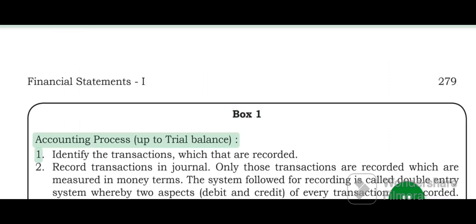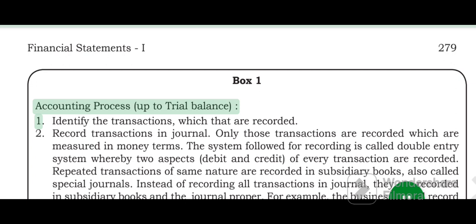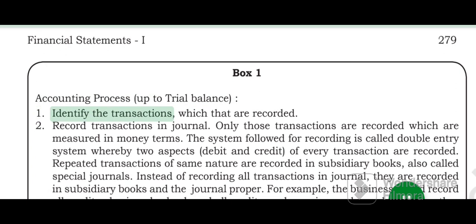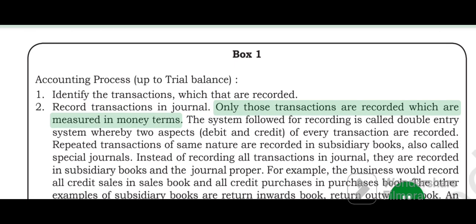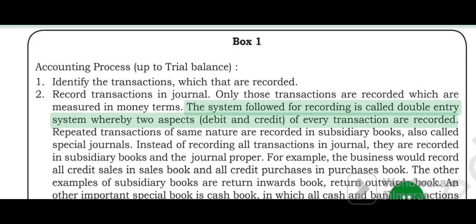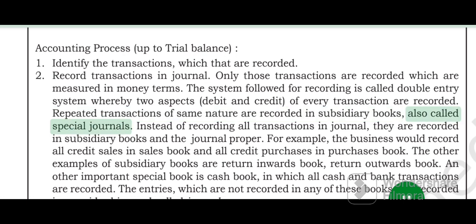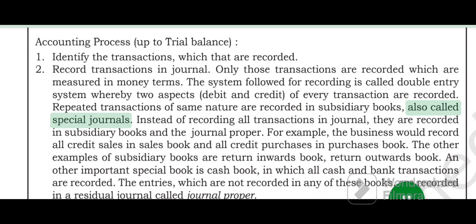Box 1. Accounting process up to trial balance. 1. Identify the transactions that are recorded. 2. Record transactions in journal. Only those transactions are recorded which are measured in money terms. The system followed for recording is called double entry system, whereby two aspects, debit and credit, of every transaction are recorded. Repeated transactions of the same nature are recorded in subsidiary books, also called special journals.